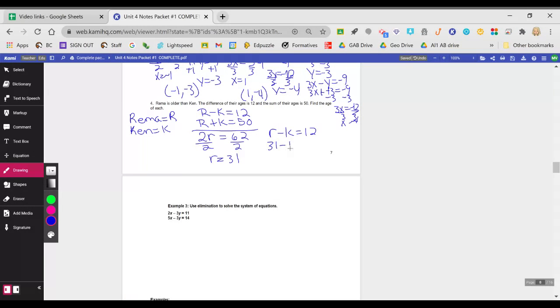31 minus K equals 12. Subtract 31. Negative K equals negative 19. Divide by negative 1. And Ken equals 19. So my answer is Rima is 31, and Ken is 19.